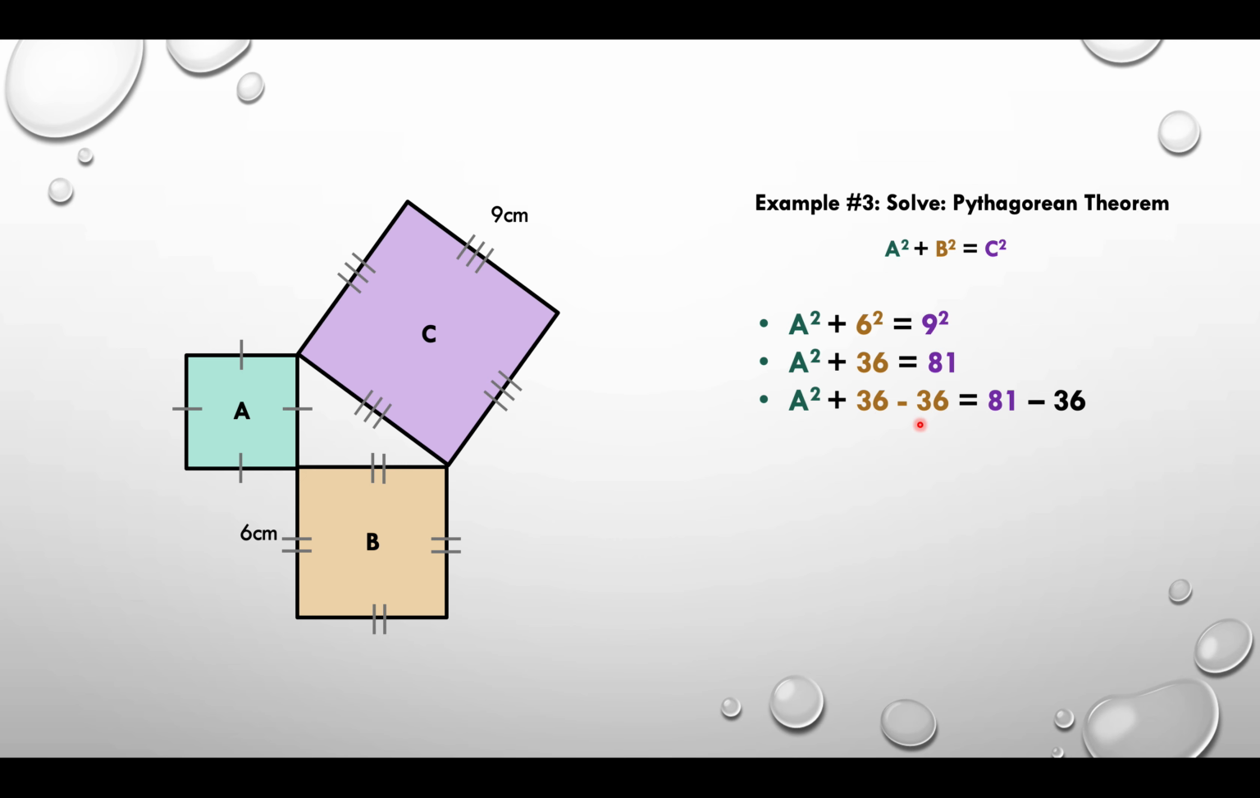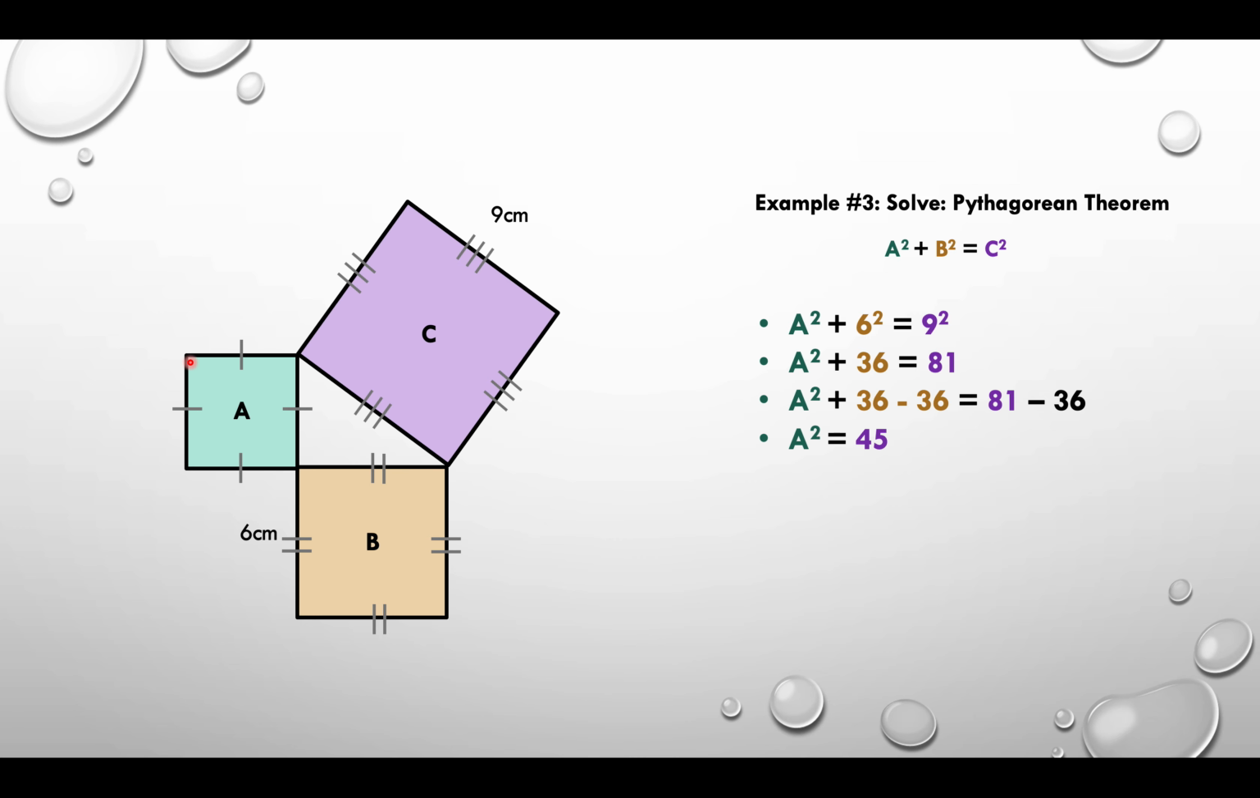So we want A by itself. So we can take anything away from this side of the equation as long as we do it to this one. It's called balancing it out. If we take 36 away from here, that's okay. We just have to take the same amount from the other side. So our answer gets smaller while our question gets smaller here. So if we get rid of 36 on this side, and then we minus 36 from 81, we're left with 45.